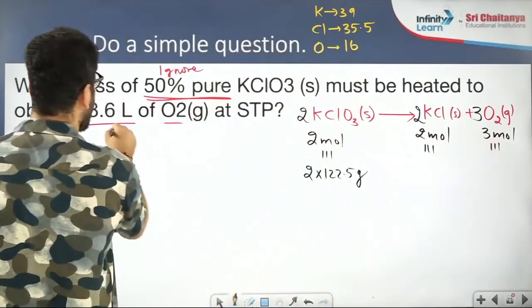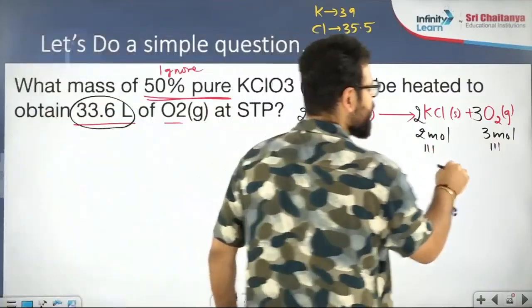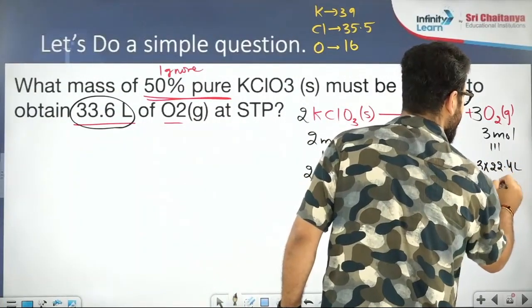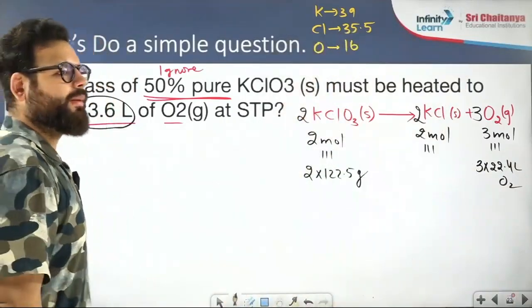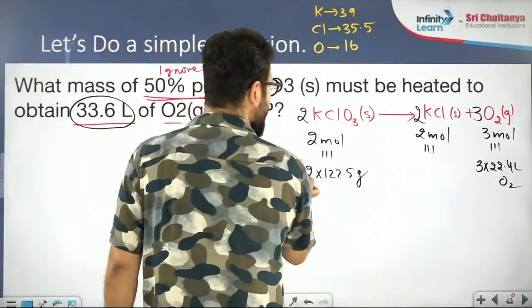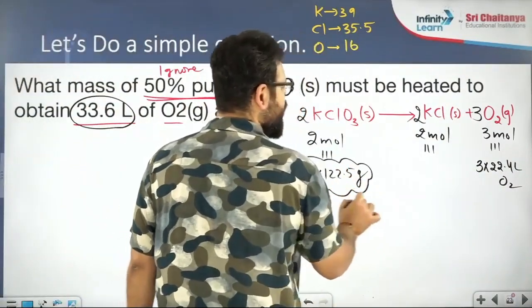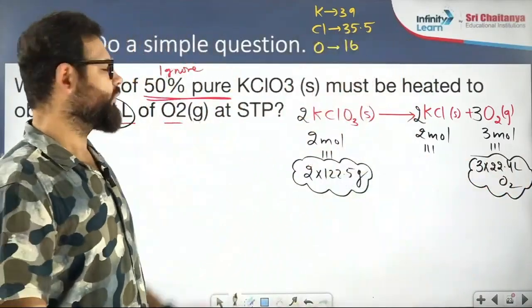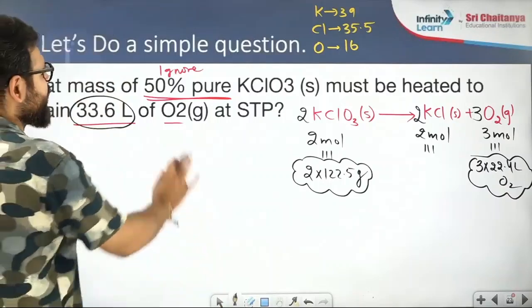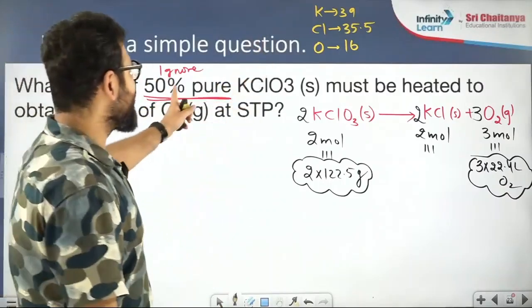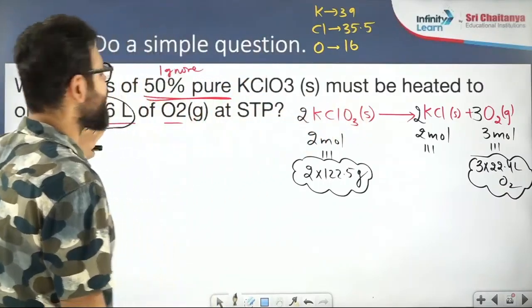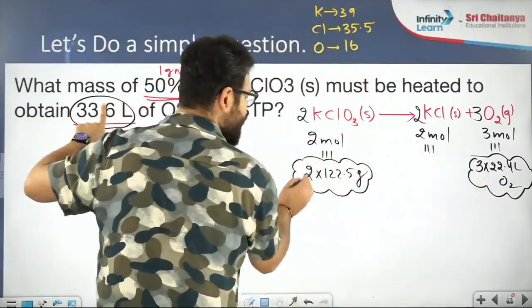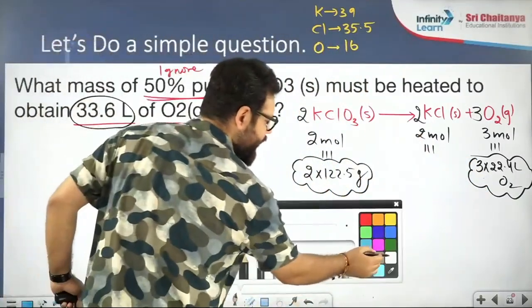I am talking about volume. So I'll write 3 mole means 3 times 22.4 liter oxygen. I'm comparing the weight data of KClO3 with the volume data of oxygen. Weight data, volume data. Doing the question normally, thinking that no purity is given, how much KClO3 is heated to produce this much liter of oxygen? All of you can do. These many liters of oxygen come from 2 into 122.5 gram KClO3.